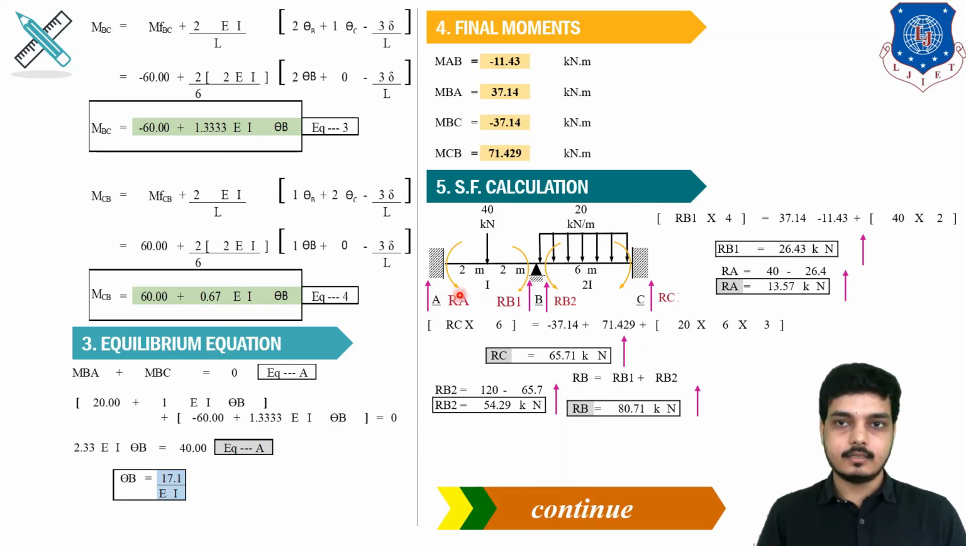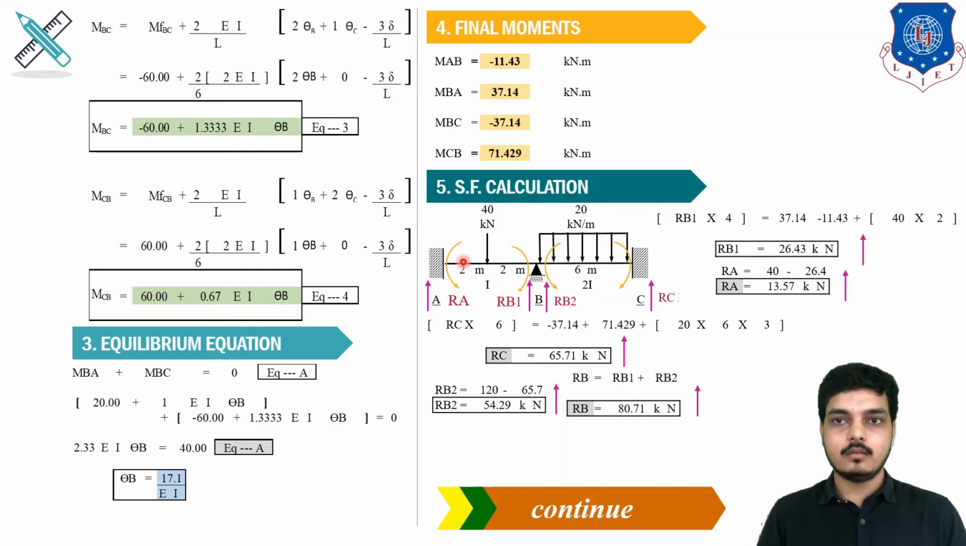Now let's understand. At support A there will be RA, at support B there will be RB, but RB will be a combination of RB1 and RB2. RB1 is the reaction from the 40 kilonewton load and RB2 is the reaction from the 20 kilonewton per meter UDL. That we will find. And this is RC at support C. First of all, we take only span AB, taking the summation of moments at A equal to 0.